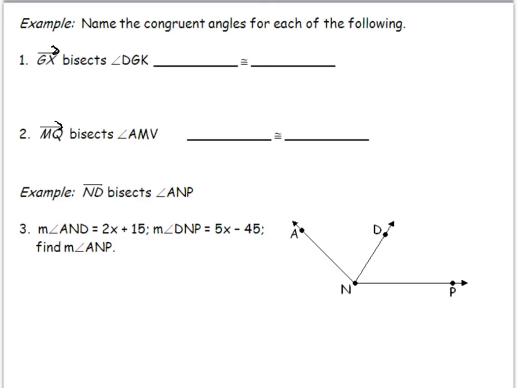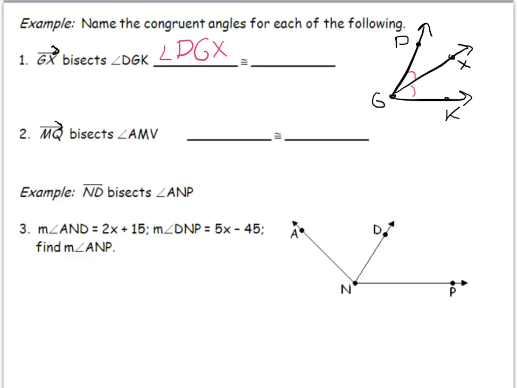So what we're going to do is draw out the angle DGK, and then put our ray GX on the inside. It said that that ray actually bisected the angle, so I know those two angles are congruent. It makes it a lot easier for me to see that this angle, DGX, is now congruent to angle XGK. So that's what we're going to write down as our two congruent angles.